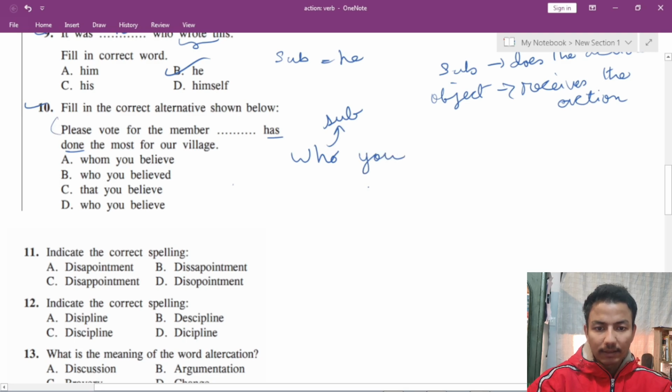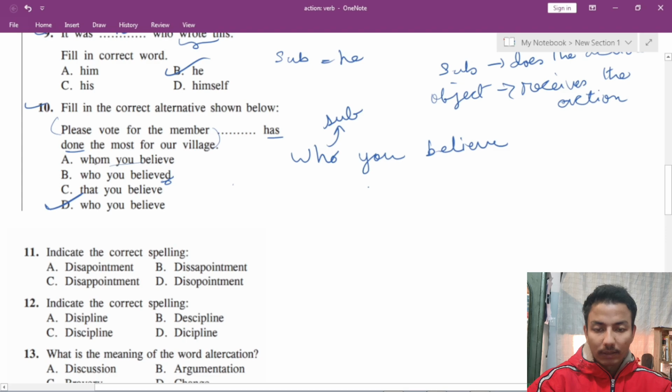And here the entire sentence is in present tense. So when we are talking about present tense, there'll be no "ed" for believe. There'll be no "ed" at the end. So the correct option here is "who you believe". Whom you believe will not be correct.